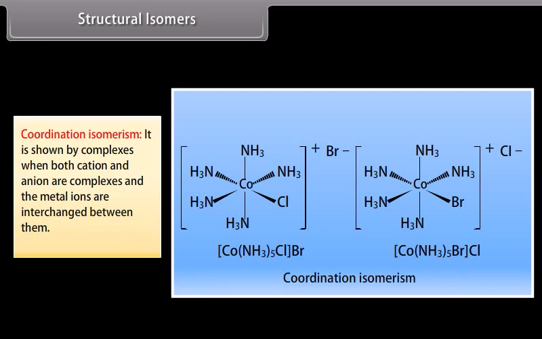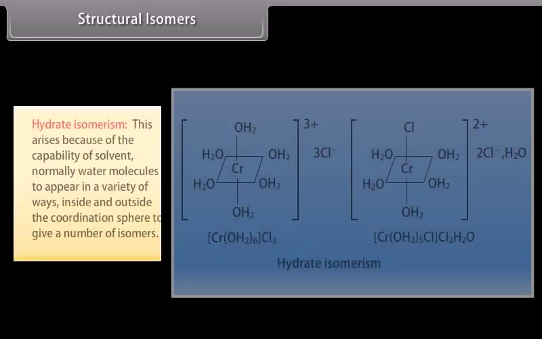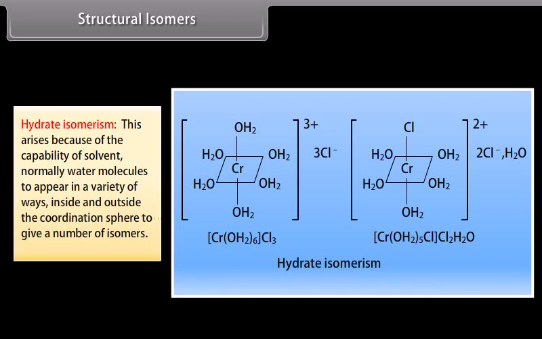Coordination isomerism. It is shown by complexes when both cation and anion are complexes and the metal ions are interchanged between them. Ionization isomerism. This is due to the exchange of groups between complex ion in coordination sphere and the ions outside it. These isomers give different ions in solution although they have the same chemical formula. Hydrate isomerism. This arises because of the capability of solvent, normally water molecules, to appear in a variety of ways, inside and outside the coordination sphere, to give a number of isomers.